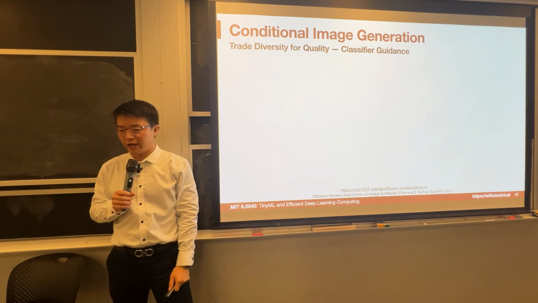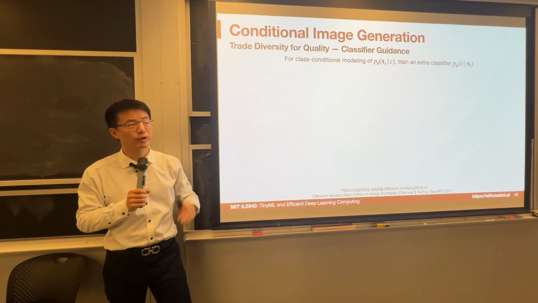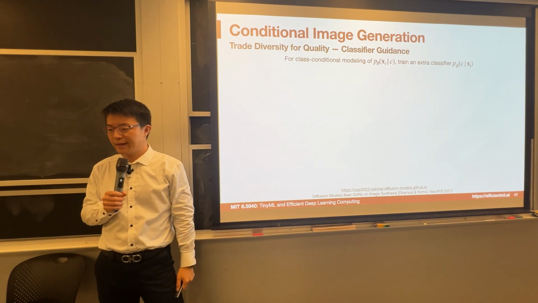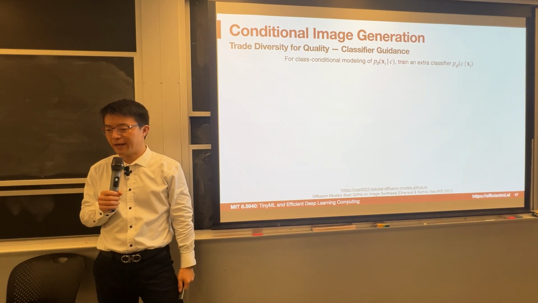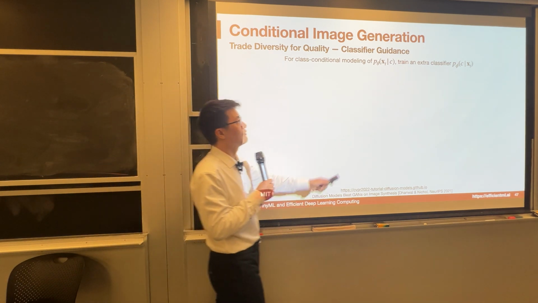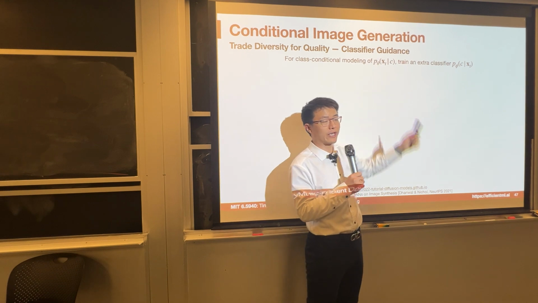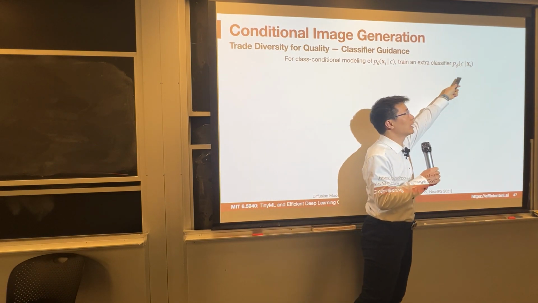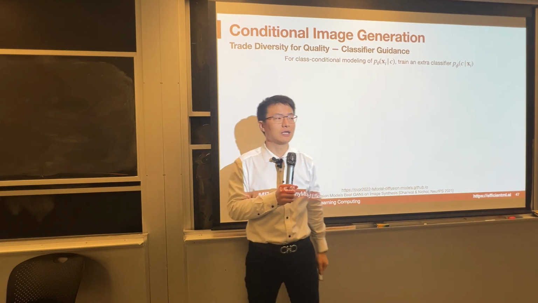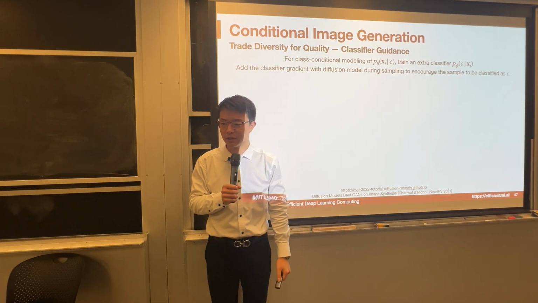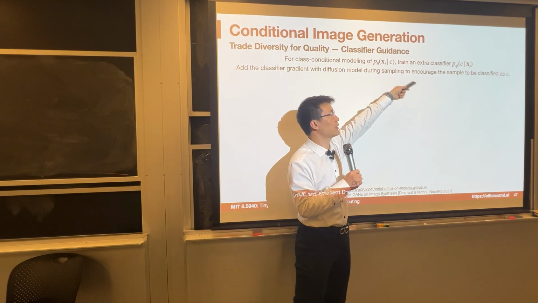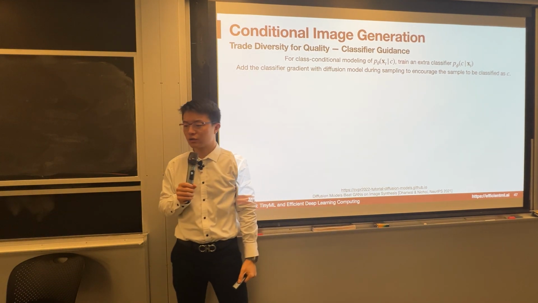Okay, so that's ControlNet. And now we want to talk about how we trade diversity for quality. We also want to generate a specific class. Not only given the class can we get an image, but we also want to make it follow this particular class. So we want to train a classifier at the same time as the generator. We add not only the original gradient, but also the classifier's gradient.